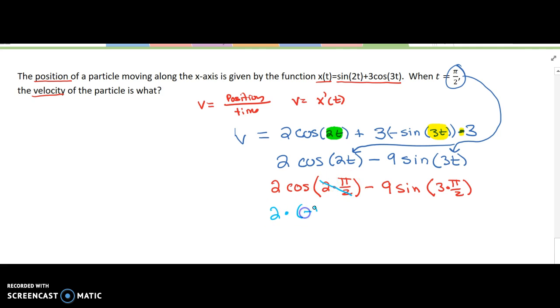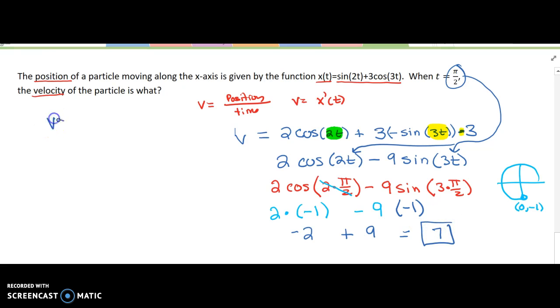Cosine of pi is negative 1 on the unit circle, minus 9 sine of 3 pi over 2. At that same location on the unit circle, my sine value is negative 1 as well. So I have 9 times a negative 1. So I have negative 2 plus 9, which is 7. So my velocity is 7. And I haven't been given any units, so I won't report any units.